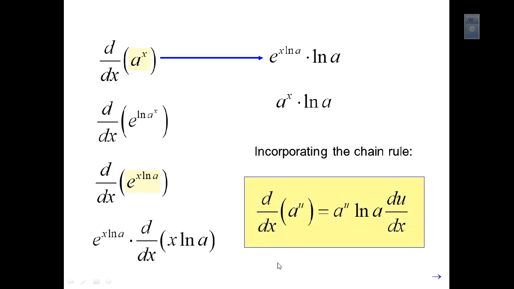So if you incorporate the chain rule, you have d dx of a to the u equals a to the u times the natural log of a times du dx. Guys, this is not on your equation sheet, your derivative sheet. You want to write that down on there. The derivative sheet that I gave you, you're going to want to write that down on there somewhere.